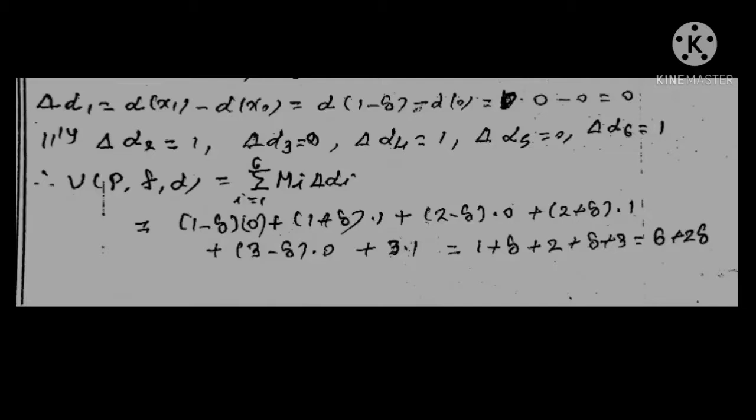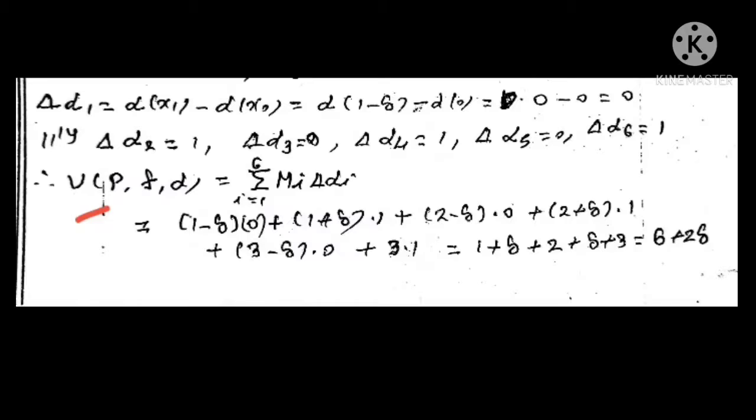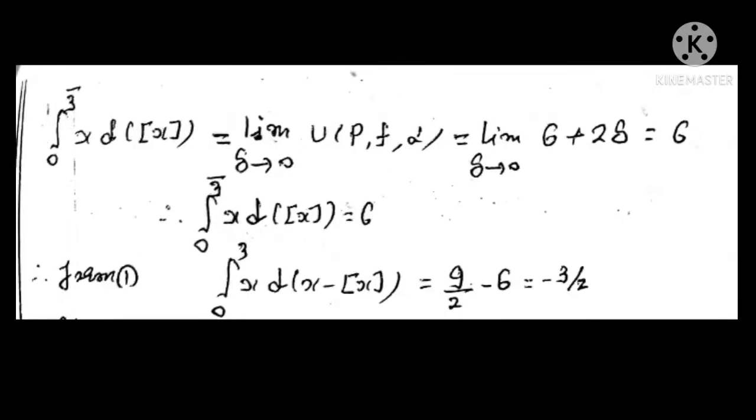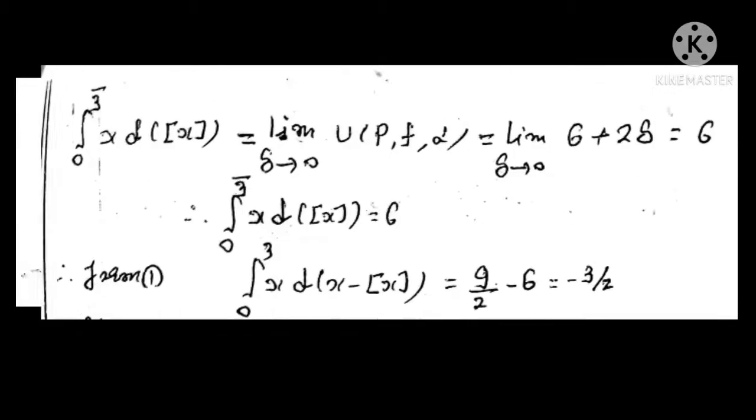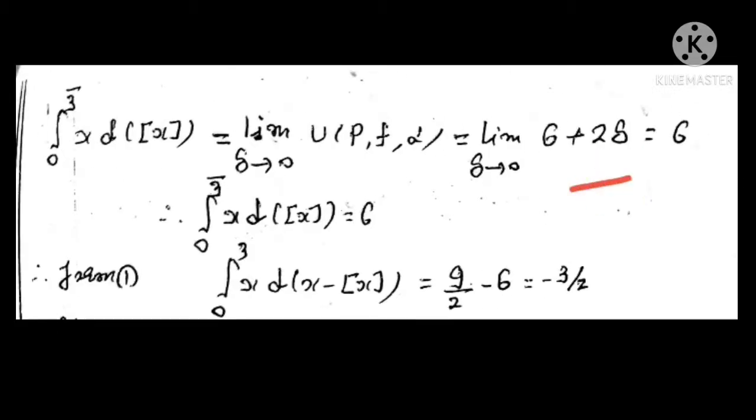Therefore, the upper sum of f with respect to p and alpha is equal to 6 plus 2 delta. Now, the limit as delta tends to 0 of the upper sum of f with respect to p and alpha is equal to the limit as delta tends to 0 of 6 plus 2 delta, which is equal to 6. Therefore, this value is equal to 6.